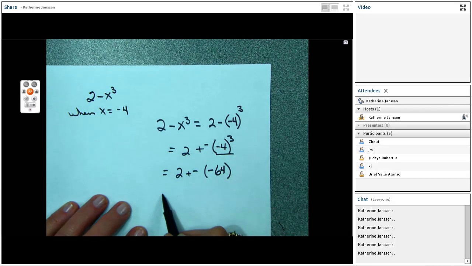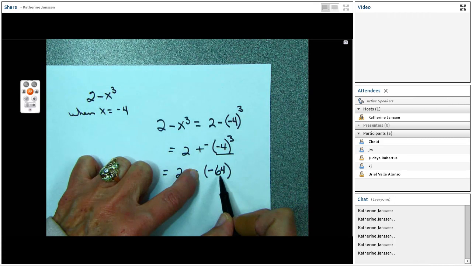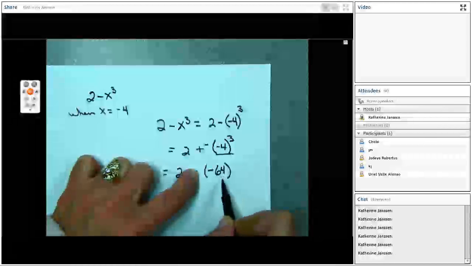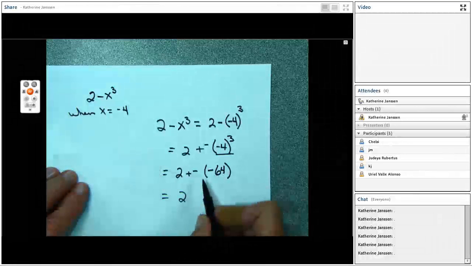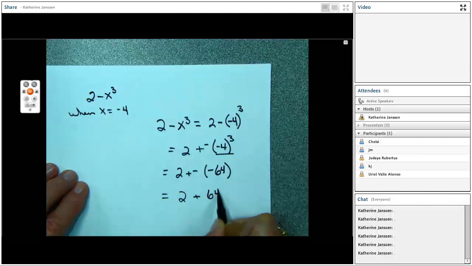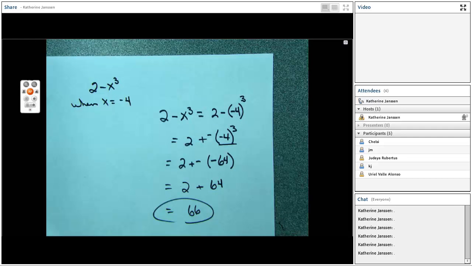Okay. So now I have 2 plus the opposite of negative 64. I have a negative 64, I need its opposite, which is, my answer is 66. So again, careful substitution, maintaining the sign of your base.